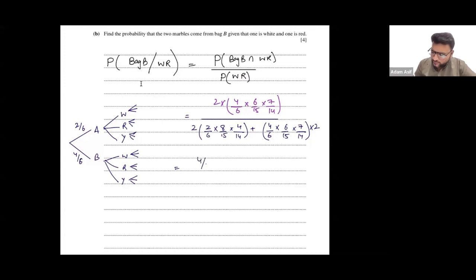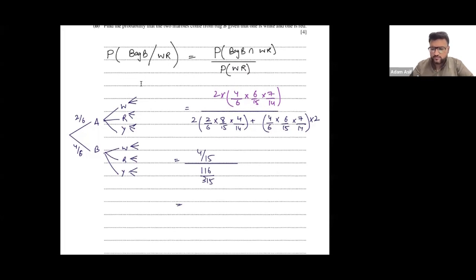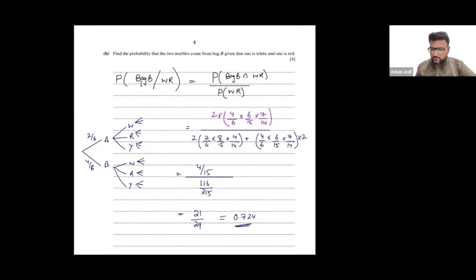So for the numerator, I get 4 upon 15. For the denominator, I get 116 upon 315. And if you divide this, you get 21 upon 29. That is 0.724. That's the answer for the part B.